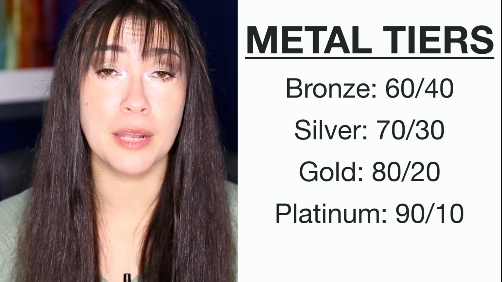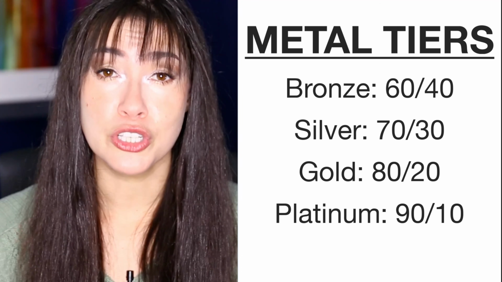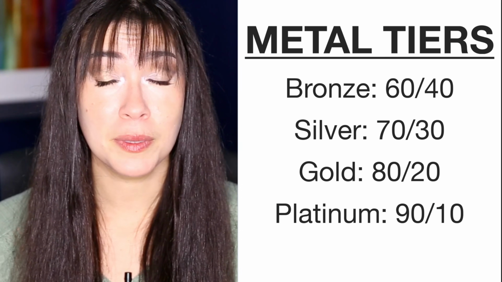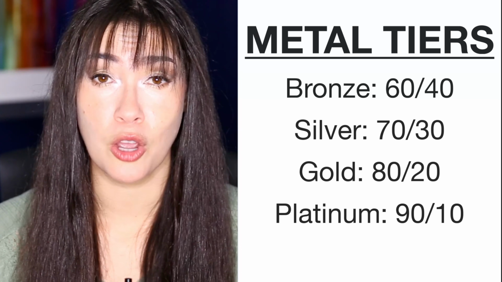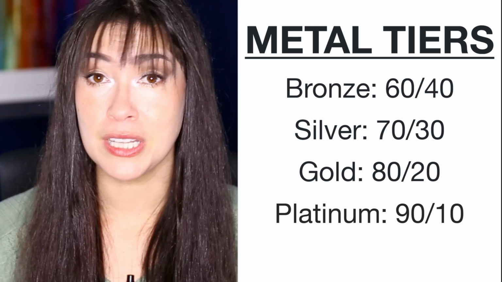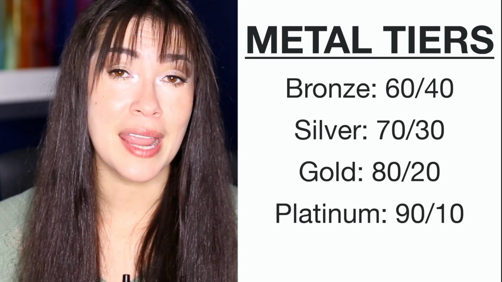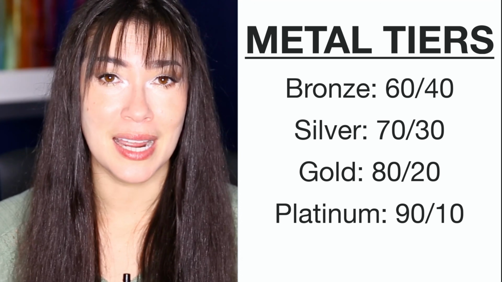Co-insurance is a variable amount, so generally speaking, we're talking about 20% or 40% of the actual cost of the service. And that's really where these metal tiers come into play. So a bronze plan will have a 60-40 split. Your insurance carrier will pay 60% of the bill and you'll be responsible for a 40% co-insurance. Silver is a 70-30 split, gold is 80-20, and platinum is 90-10.